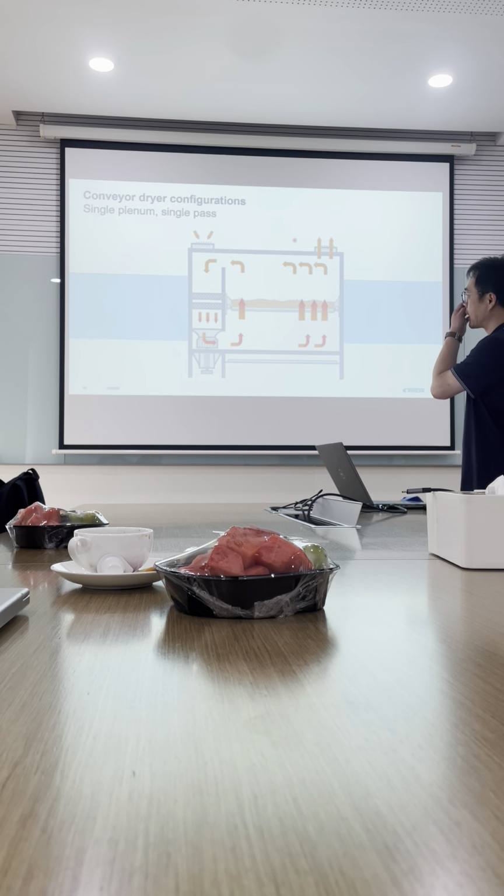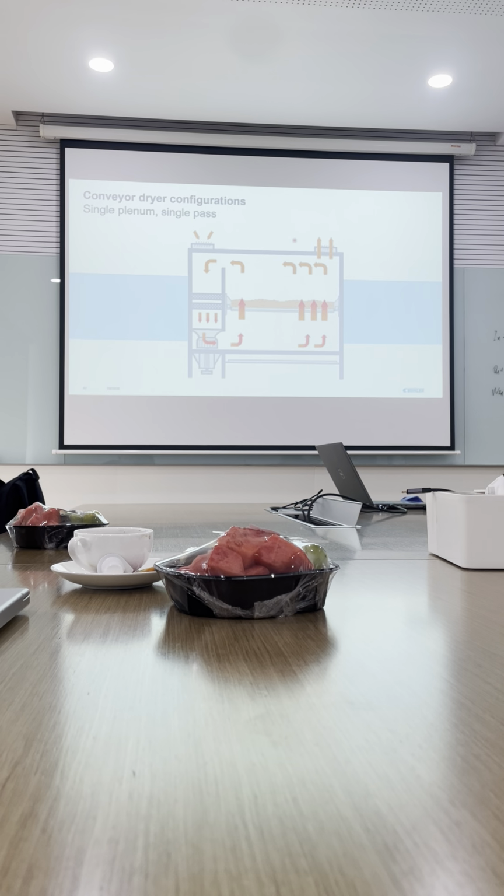This is about the outside drying components, such as the recirculation fans and the exhaust fan. This is the configuration inside the dryer. This dryer we call a single cleaner, single pass. Single pass means it only has one bed plate. Single cleaner means it only has one cleaner on one side of the dryer.